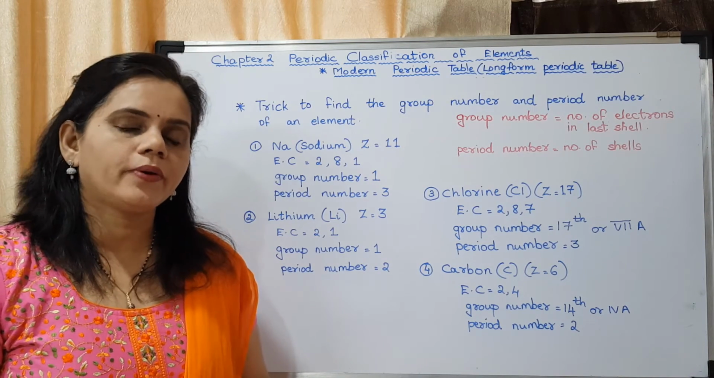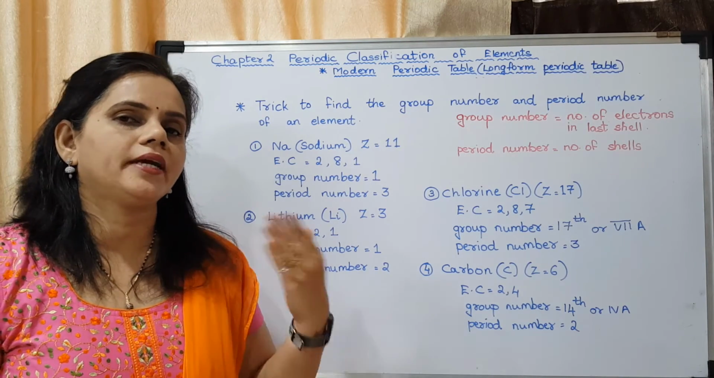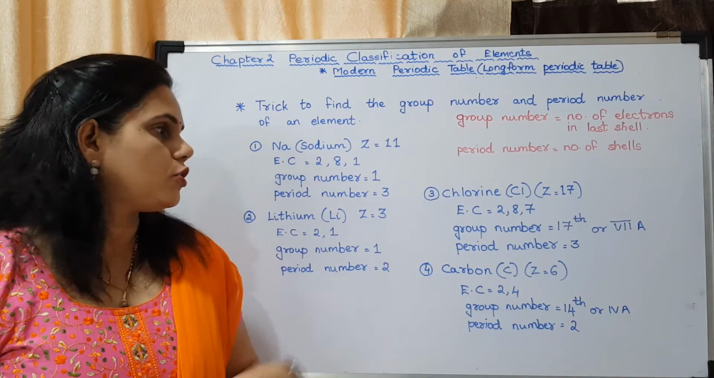You will be provided with the atomic number or electronic configuration, and you will be asked to write the group number and the period number. You may copy it.